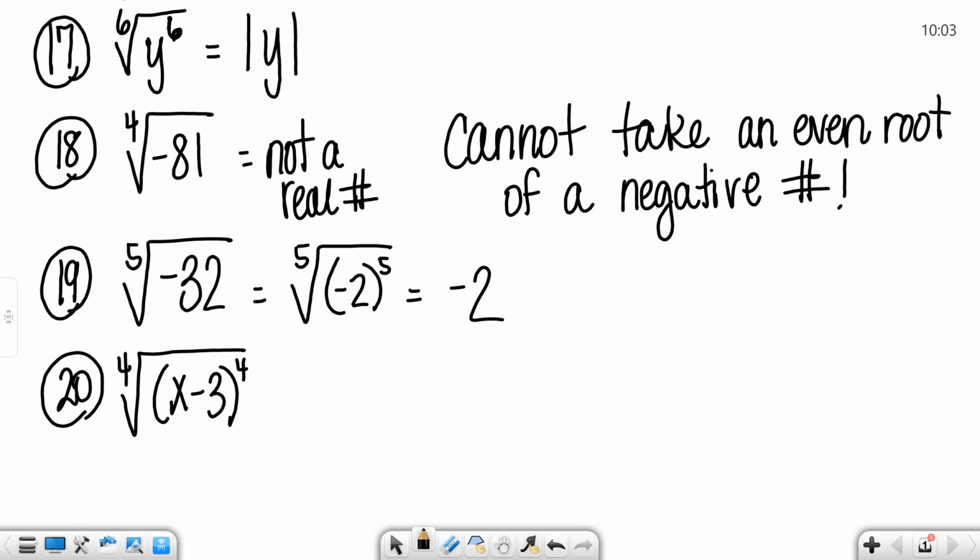All right, if I'm taking the fourth root of x minus 3 to the fourth, well, I'm taking an even root, so I am going to need absolute value of x minus 3. So even root, we need those absolute value. Odd root, we do not. So that is all for section 1.